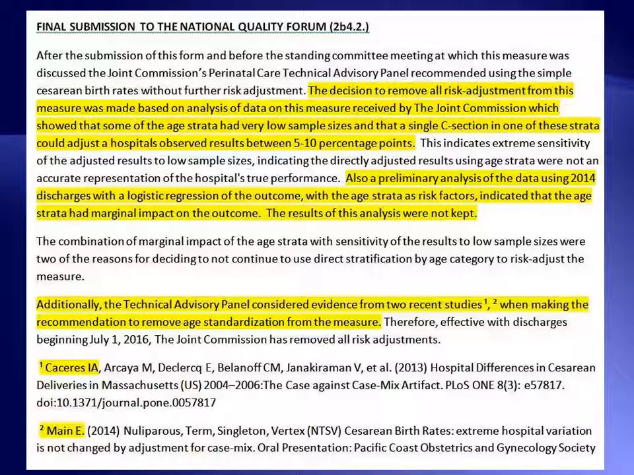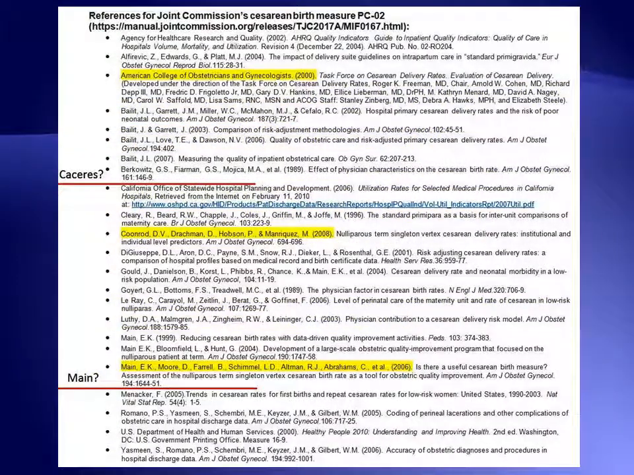They claim that they did an analysis of 2014 discharge data with logistic regression that indicated that age strata had marginal impact on the outcome. This analysis contradicts 20 years of research, yet they didn't keep the results. How convenient. Once again, the only published study in support of their incredible findings is the study by Caceres. One would think that this incredible new discovery would be proudly displayed on the Joint Commission's website.